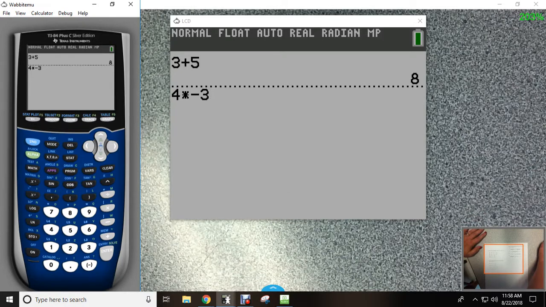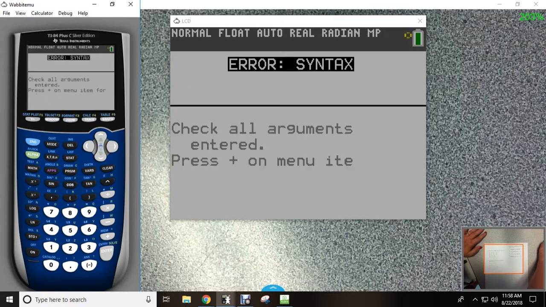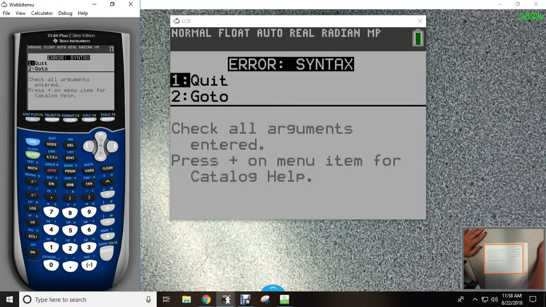Let me show you the error message you get if you hit the subtract key instead. Okay? It gives me a syntax error. When we are graphing things, I have people that get syntax errors all the time, and they always ask, what did I do wrong? Look, I typed it right. Well, no, they hit the subtract instead of the negative.